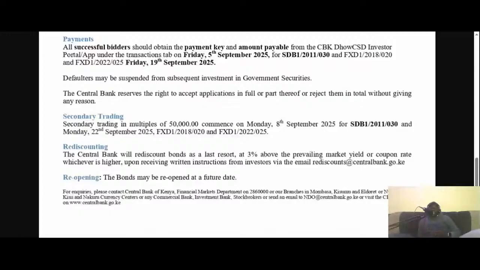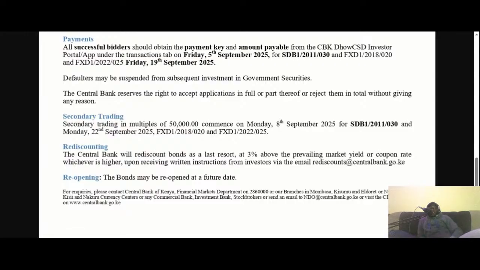The Central Bank of Kenya reserves the right to accept applications in full or part, or reject them in total without giving any reason. Now, the Central Bank of Kenya is a dictator. They can just reject your bond for whatever reason that they have, and you don't have the right to question them. They are not obligated to explain to you why they rejected your bid. So be prepared, especially those who are doing competitive bids. There is nothing you can do about it, and there is no question that you can ask about it. Now, secondary trading.